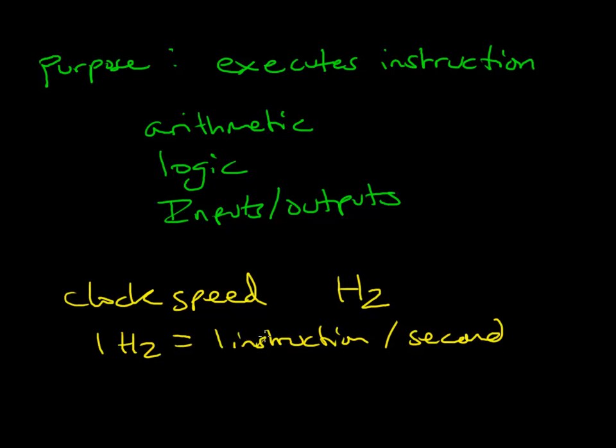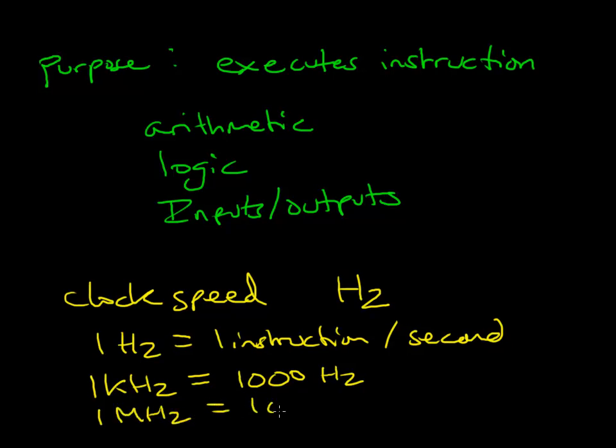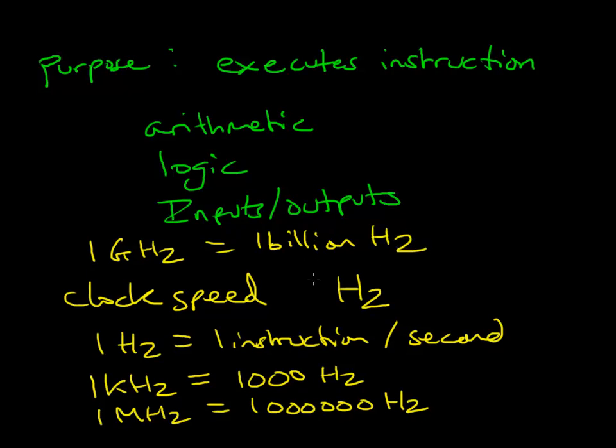Now that's actually really, really slow, because the instructions it's doing are really simple instructions. It might be just adding 2 numbers together. It might be subtracting 2 numbers. So we actually go much faster. 1 kilohertz would be equal to 1000 instructions per second, and 1 megahertz would be equal to 1 million instructions per second. And let's just go up here. 1 gigahertz is equal to 1 billion instructions per second, so 1 billion hertz. So it's incredibly, incredibly fast.